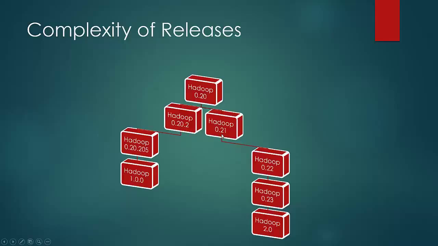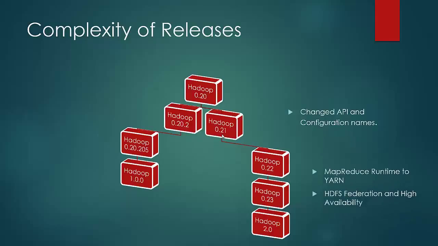The 0.21 changed their APIs to increase programming efficiencies, and later 0.23 improved architecture to implement the MapReduce runtime YARN, HDFS federation, and high availability. On the other hand, Hadoop 0.20.2 moved towards a stable release 0.20.205, which added Kerberos authentication. This release is stable and popular and has been implemented in business. Thus, Hadoop 0.20.205 became Hadoop 1.0.